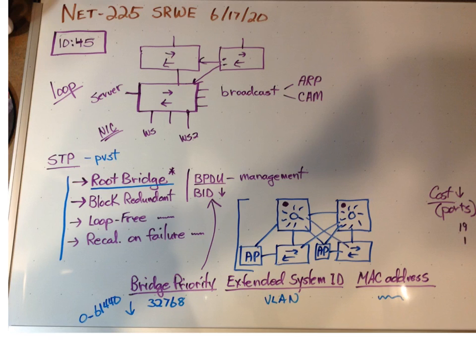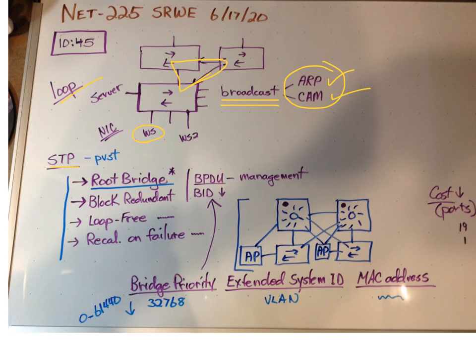We did a little bit of review. We talked about broadcast and ARP, and if it doesn't have an address, it's going to broadcast, like when you're looking for a network from a workstation. So broadcast can become an issue if we have a looped environment.